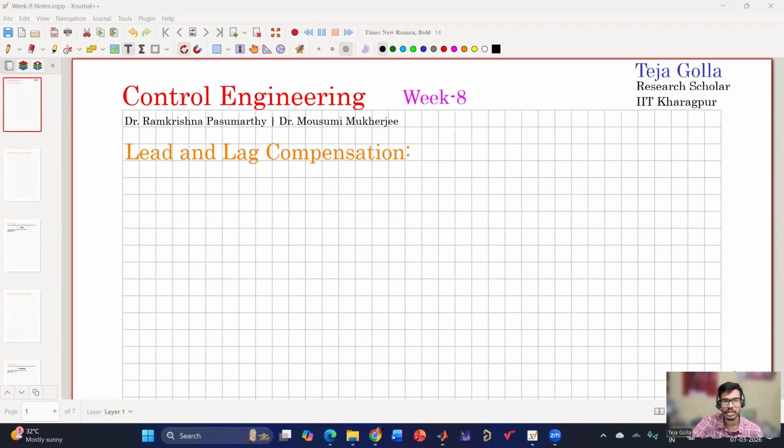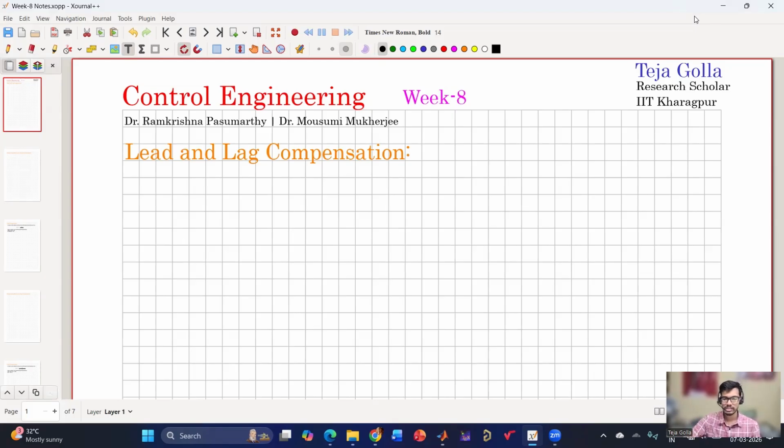What is lead compensation? What is lag compensation? In today's session, we'll be discussing designing the lead as well as lag compensation using Root Locus. And in the next week, on the upcoming Monday, day after tomorrow, we'll learn how to design using frequency analysis. Basically, frequency based. Today, we'll be doing Root Locus based.